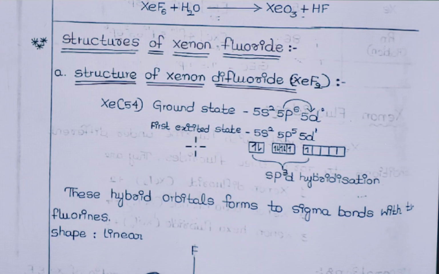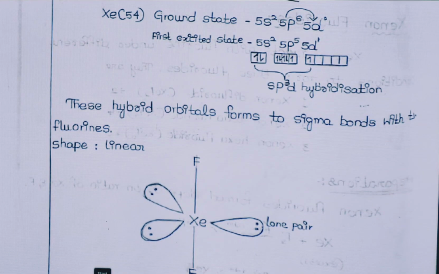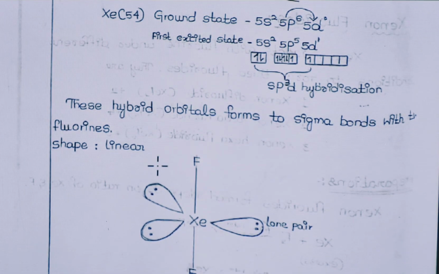If you give some energy to the xenon, then we get the first excited state. One electron from 5p transfers to 5d. Therefore, sp3d hybridization occurs at xenon. When sp3d hybridization occurs, 5 hybrid orbitals are formed around xenon.